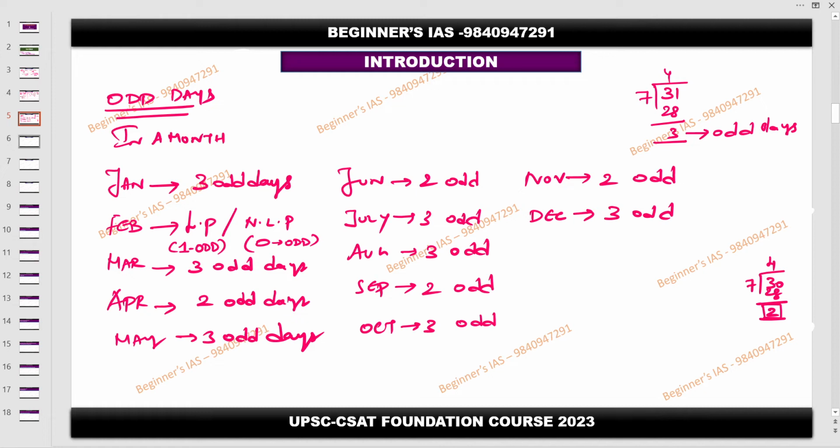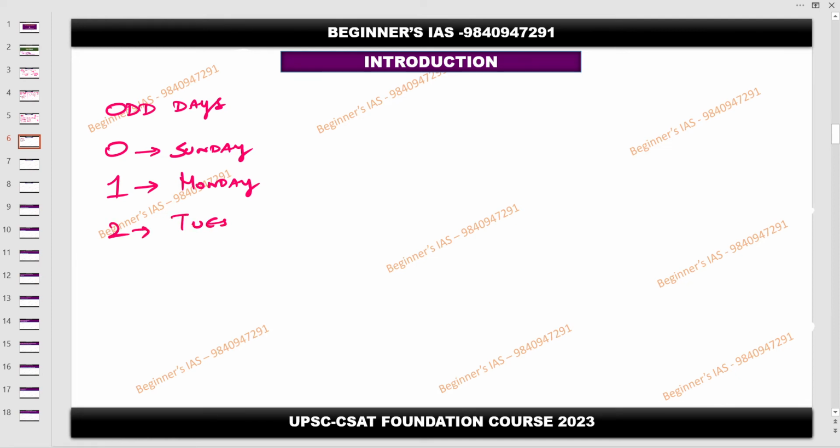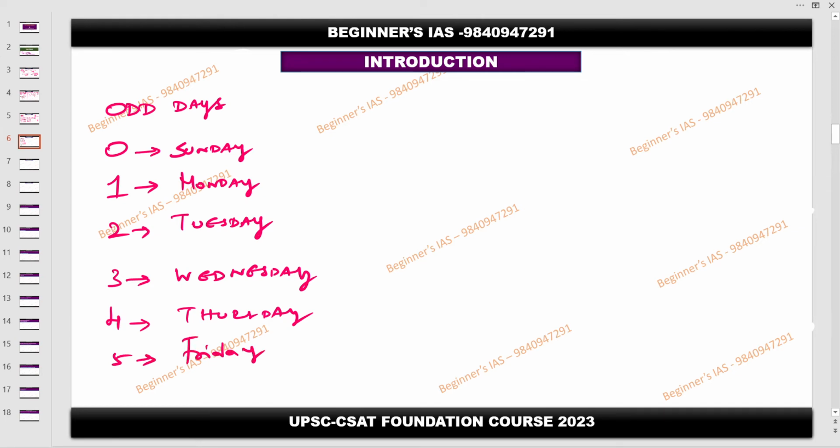Fine. Shall I move on to the next one? Yes, sir. Now we need to know about assigning. First of all, assign the odd days. Always remember 0 for Sunday, 1 for Monday, 2 for Tuesday, 3 for Wednesday. The basics are very important, the first 30 minutes are very important. Listen carefully. 4 is Thursday, 5 is Friday, then 6 is Saturday.